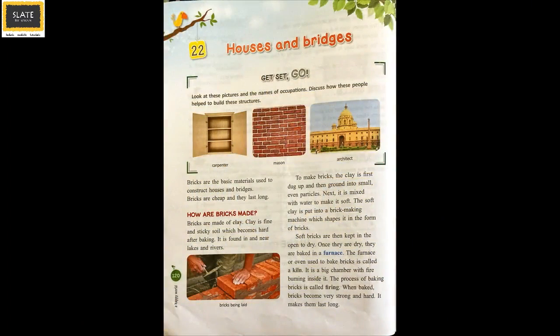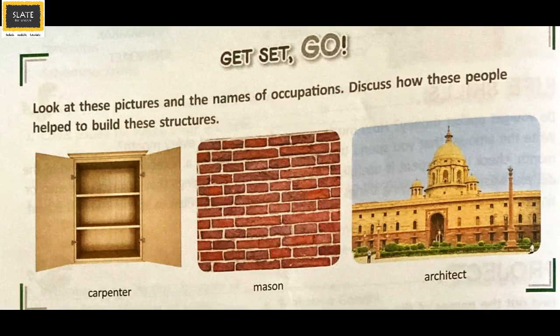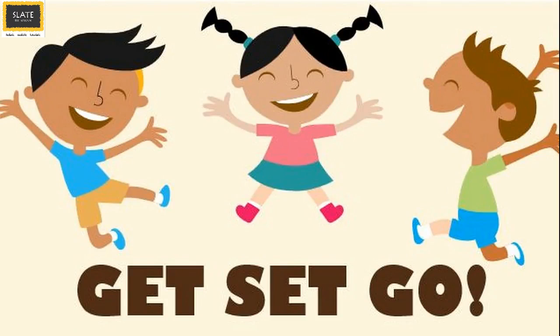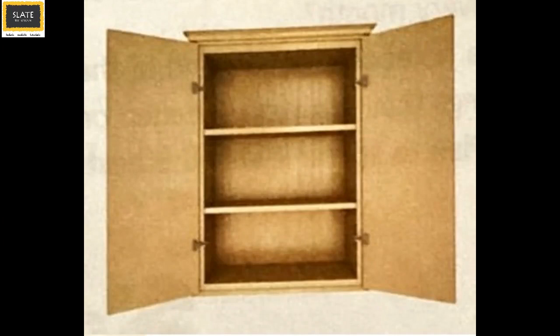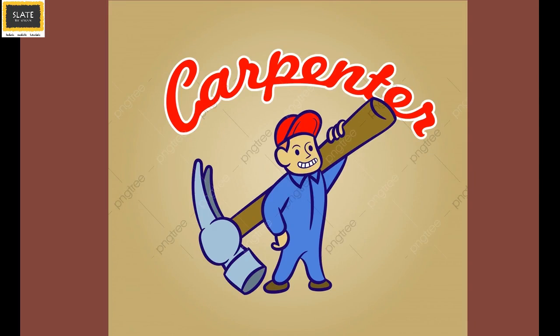Slaters, please turn to page number 120. Let's look at the Get Set Go exercise given at the start of the lesson. Look at these pictures and the names of occupations. Discuss how these people help to build these structures. So Slaters, the first picture is of a cupboard or a wardrobe. And the person who makes it is a carpenter.